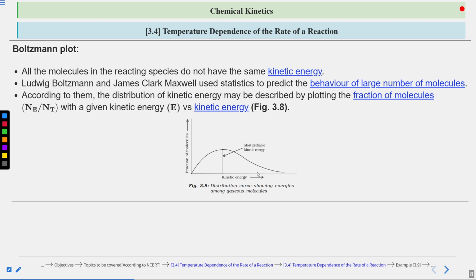So that is the graph representing that some fraction of molecules will have increasing values of kinetic energy, another will have decreasing values, and the particular value of kinetic energy at the maximum point represents the most probable kinetic energy that a reacting species can have in a particular chemical reaction. The fraction of molecules is Ne by Nt.